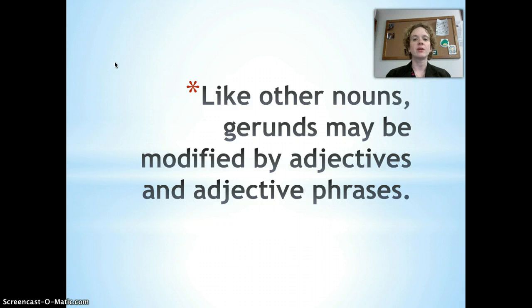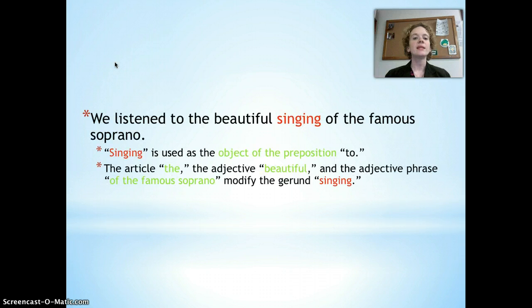So let's have a look at some examples. We listened to the beautiful singing of the famous soprano. The gerund in this sentence is singing, and it's used as the object of the preposition to. Now let's look at the modifiers. The article the, the adjective beautiful, and the adjective phrase of the famous soprano all modify the gerund singing.